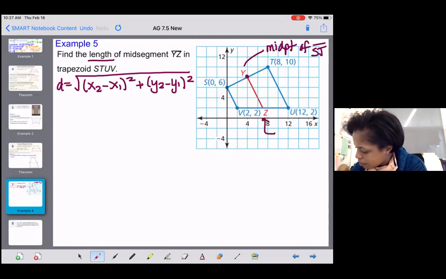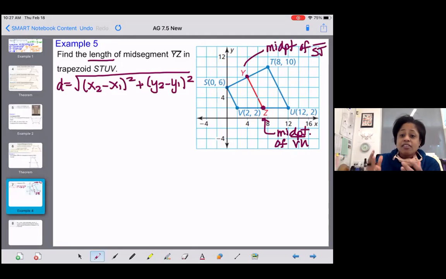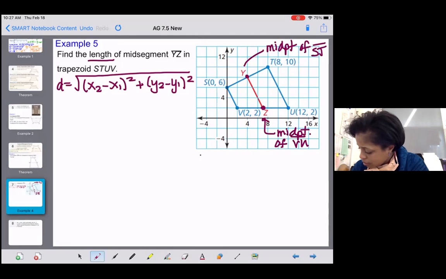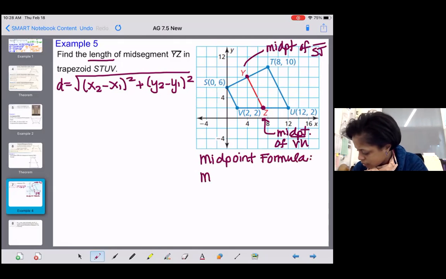And this one must be the midpoint of VU. So that means I got to figure out exactly what the midpoints are. So that's what I'm going to do. Before I start with the distance formula, I'm going to use the midpoint formula. So that's x sub 1 plus x sub 2 over 2 and y sub 1 plus y sub 2 over 2.